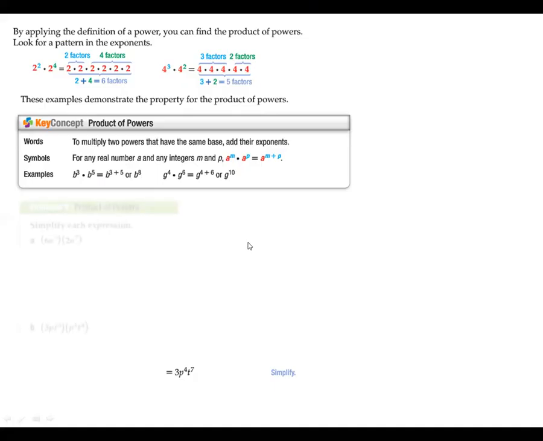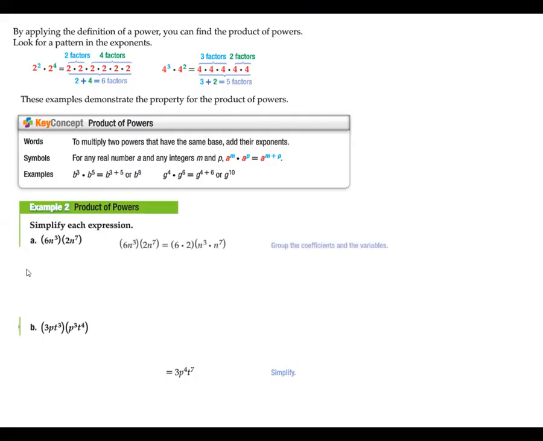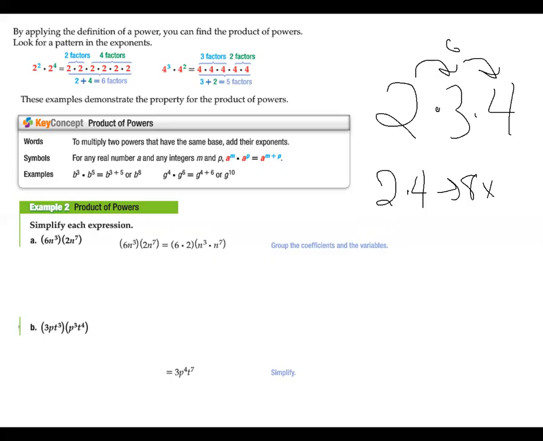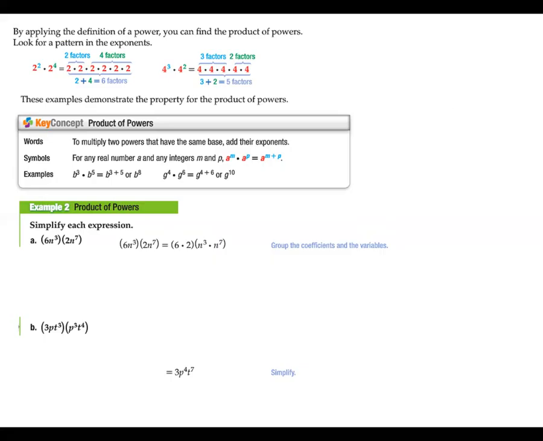Okay? So here's an example for us. Let's simplify 6n cubed times 2n to the 7th. So first thing you want to do is, one property of multiplication is whenever you're multiplying many factors together, you can multiply them in any order. For example, if I had 2 times 3 times 4, you could do 2 times 3, which is 6, and then 6 times 4, which is 24. Or you can multiply the 2 times 4 first and get 8, and then multiply that by 3, and you'd still get 24.